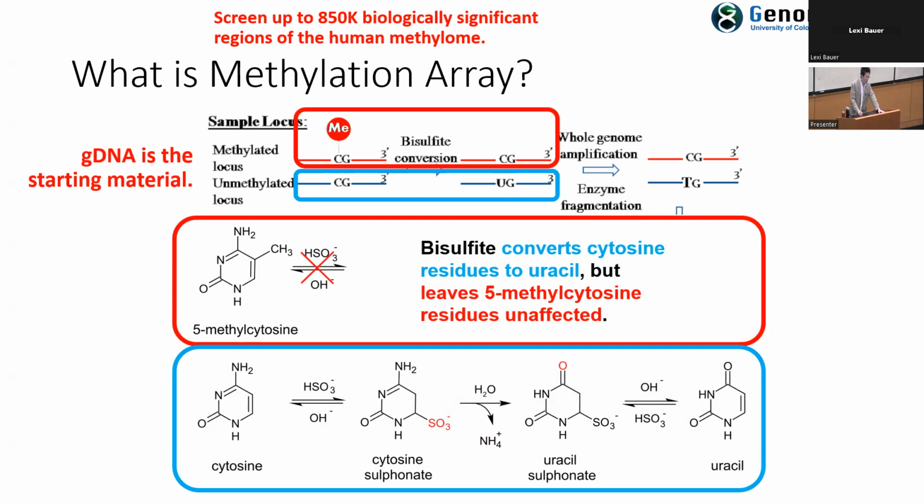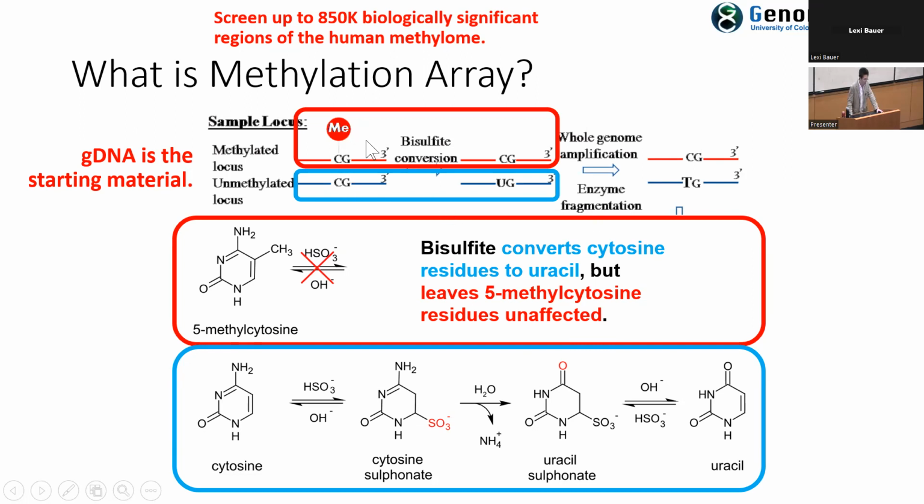Essentially, this genomic DNA undergoes a process called bisulfite conversion. And really, there's two different outcomes depending on the methylation status of the DNA. So let's take the easy example where the DNA is unmethylated, which you see in the blue rectangle. The cytosine undergoes this chemical process where it gets converted into a uracil. However, if the cytosine is methylated, so 5-methylcytosine, it is actually unaffected by the bisulfite. So bisulfite converts cytosine residues to uracil, but leaves 5-methylcytosine residues unaffected.